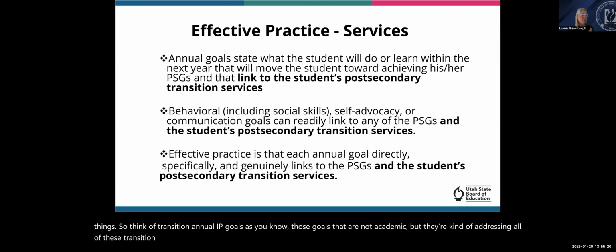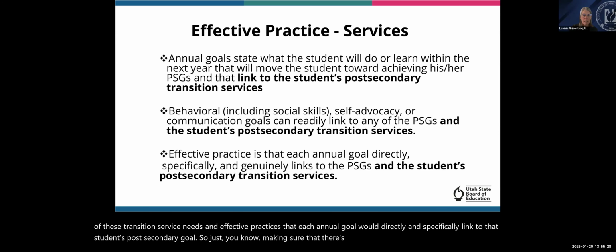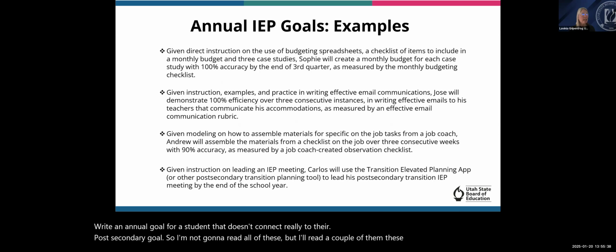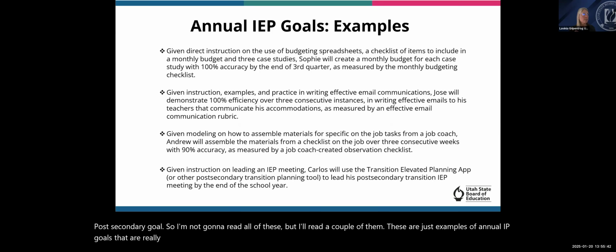And effective practice is that each annual goal would directly and specifically link to that student's post-secondary goal. So just making sure that there's alignment. We don't want to write an annual goal for a student that doesn't connect really to their post-secondary goals. So I'm not going to read all of these, but I'll read a couple of them. These are just examples of annual IEP goals that are really transition focused.